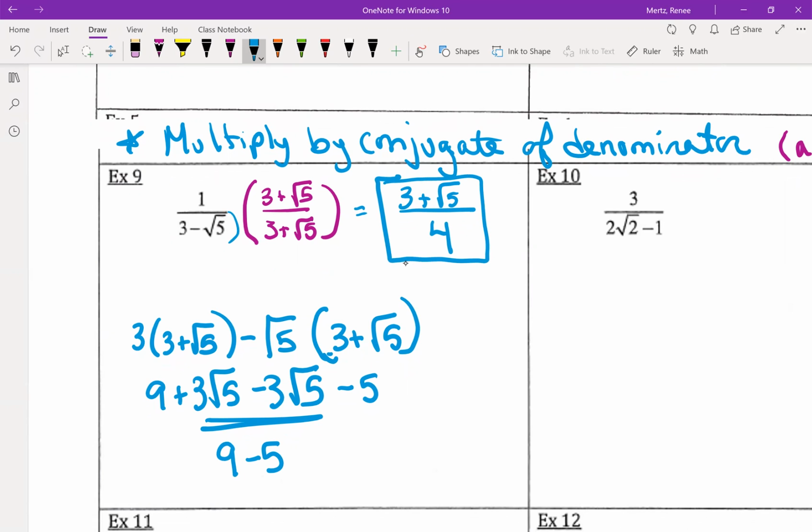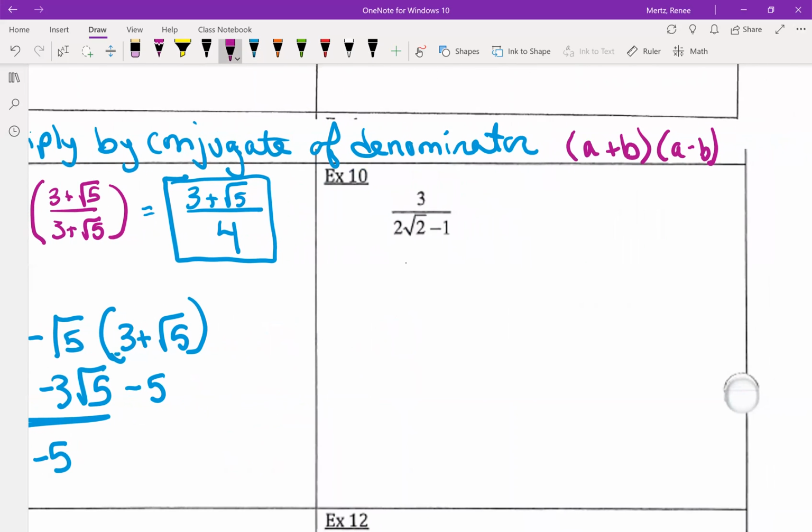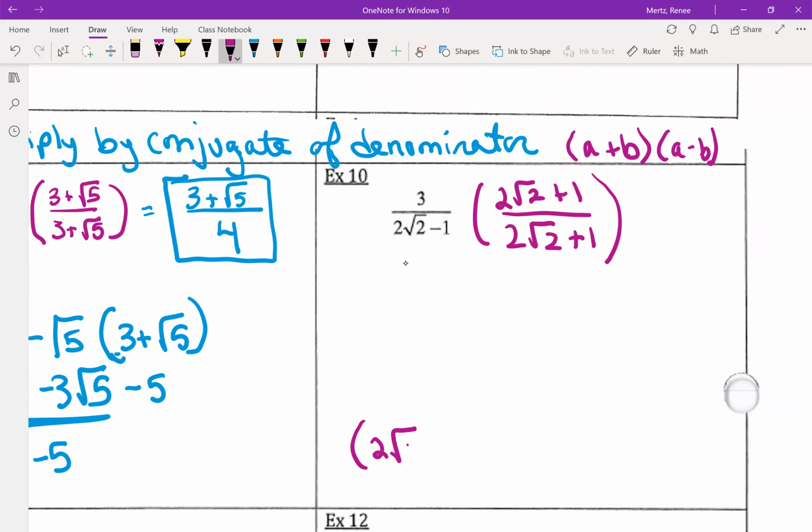You can type these into your calculator, the 3 minus radical 5 with the 3 plus radical 5, if you want to make it easier. The conjugate of 2 radical 2 minus 1 is going to be 2 radical 2 plus 1. So we're multiplying the top and the bottom by this. Again, you can type the bottom in your calculator. You just have to do it very carefully. So you're going to have to do 2 radical, open a parenthesis, close it, minus 1, close, and then 2 radical, open a parenthesis, close it, plus 1, close. So if you're going to type it in, that's what it needs to look like.